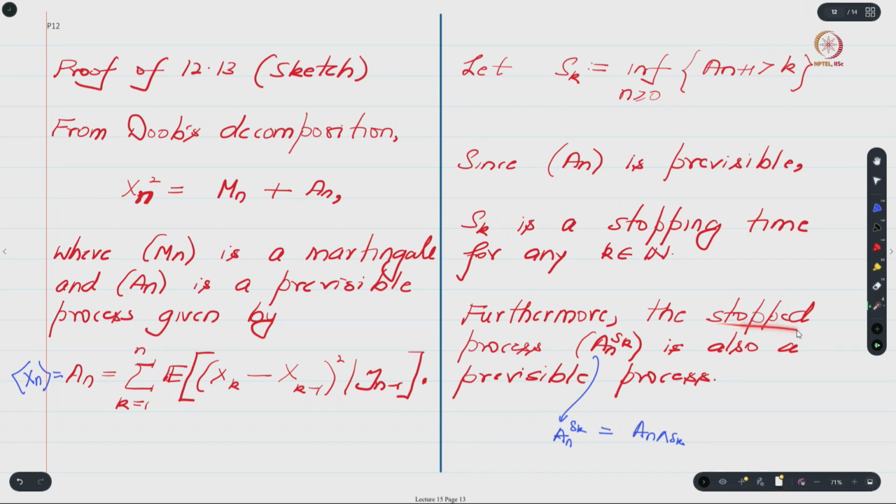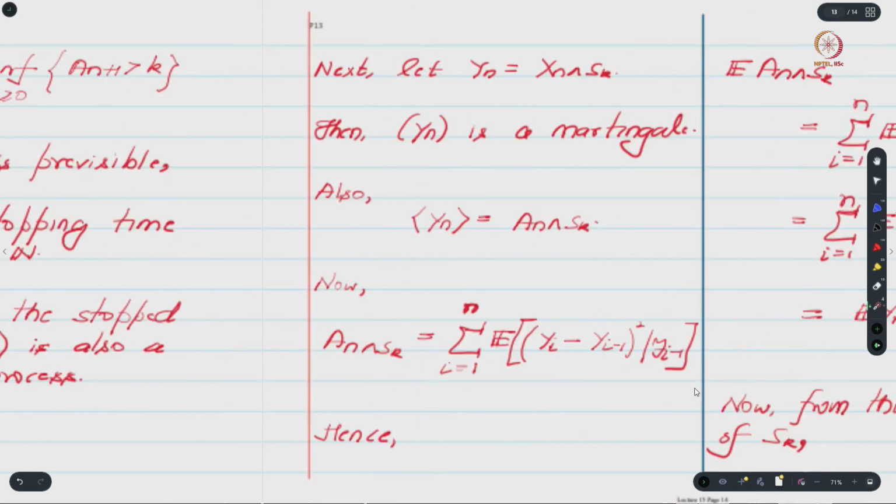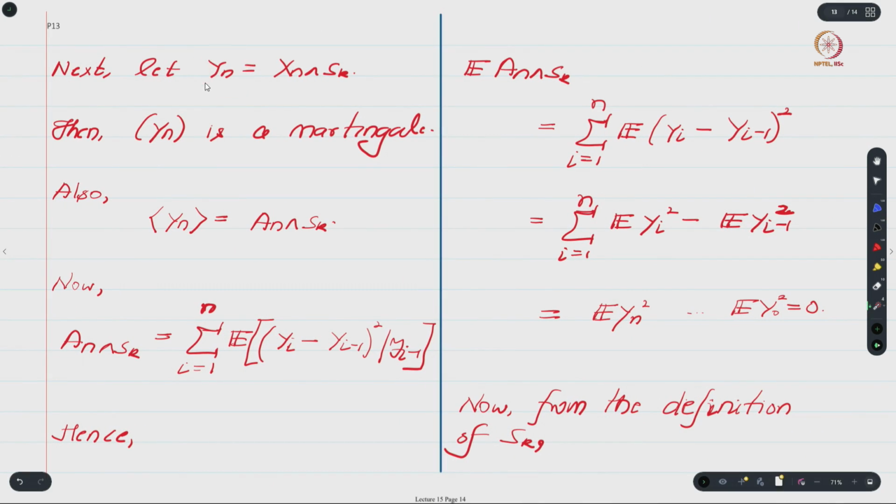So one can show that the stopped process is also a predictable process. Again, I encourage the listener to verify this fact on their own. Let us now define Y_n to be X_n stopped at S_k. Since X_n is a martingale and S_k is a stopping time, one can immediately conclude that Y_n is a martingale. Moreover, the angle bracket process associated with Y_n is the process A_n stopped at S_k.